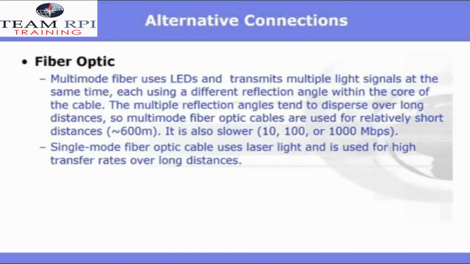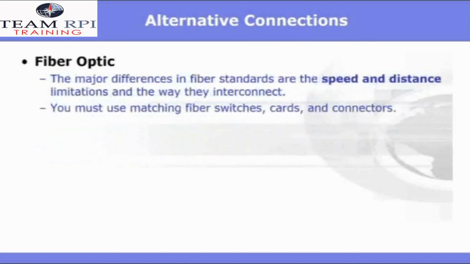With fiber optics, you'll have your choice of either single mode or multi-mode fiber. It really depends on the purpose in which you're using it. Multi-mode fiber is best for relatively short distances, that would be shorter than 600 meters or so, while single-mode fiber is used for high data transfer rates over long distances. So the major difference between which fiber optic to choose, it all relies on the speed and distance that you wish to travel.